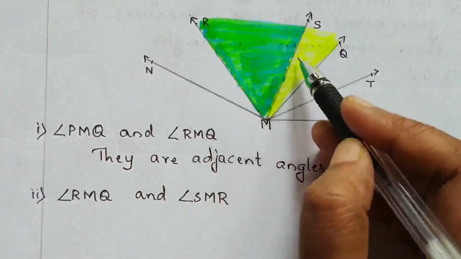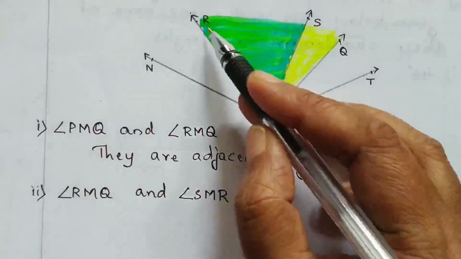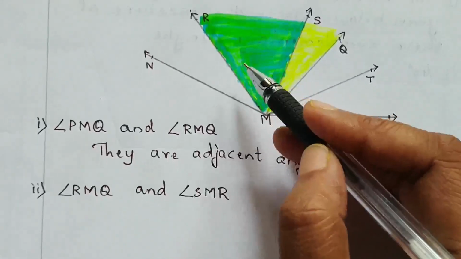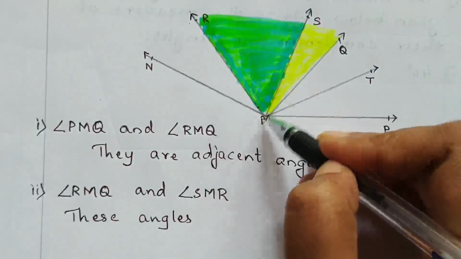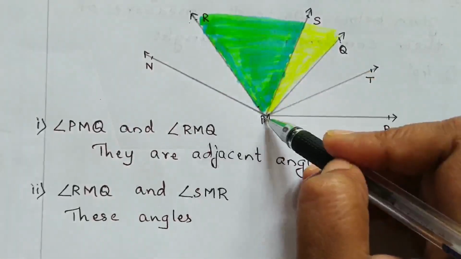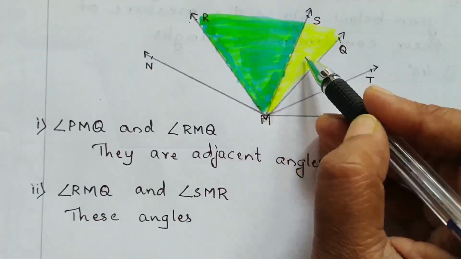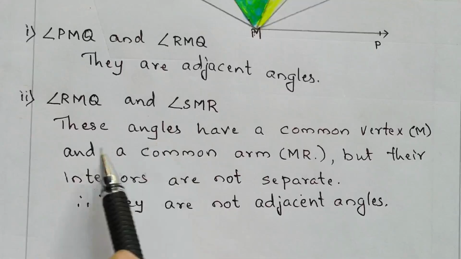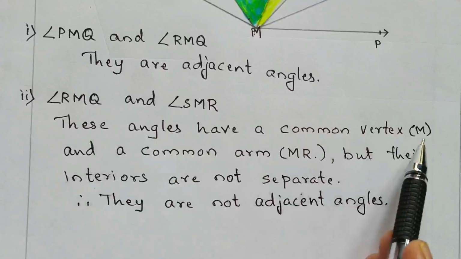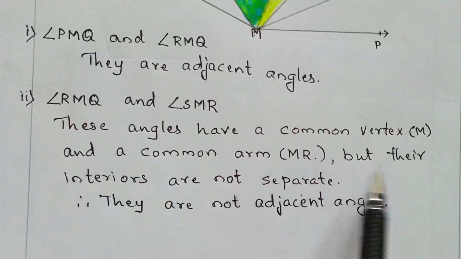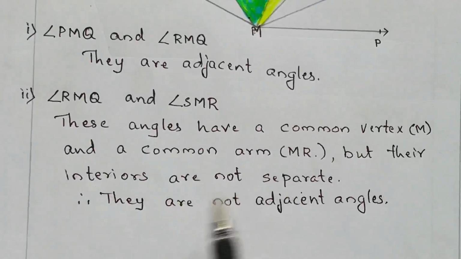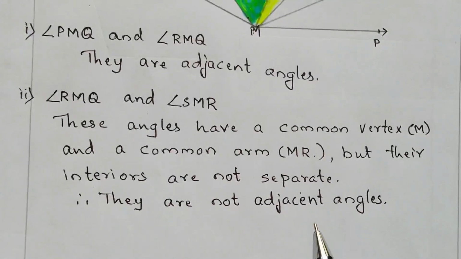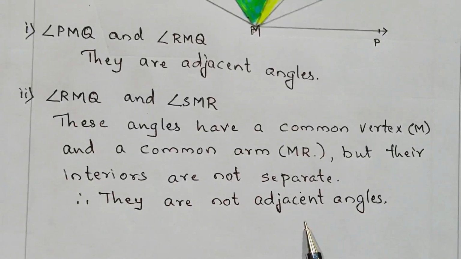If you see, the two are overlapping. That means they have something in common. The interiors are common. Now the two angles have a common arm MR and a common vertex, but their interiors are not separate, so they are not adjacent angles. Your answer will be: these angles have a common vertex and a common arm, but their interiors are not separate, therefore they are not adjacent angles. The remaining two questions you can complete on your own.